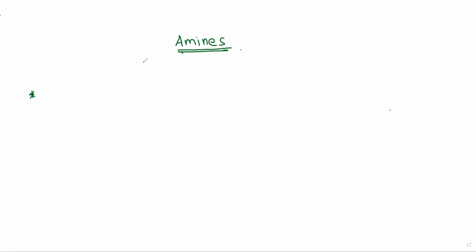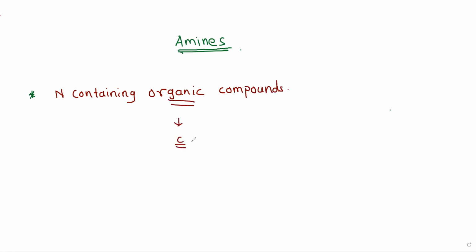So let's begin. Basically, amines are nothing but nitrogen containing organic compounds. This is a very important part. You already know what organic compounds are. Organic compounds are compounds which contain carbon as the fundamental element. Now with carbon there is another element, which is nitrogen. So nitrogen containing organic compounds are called amines. This is the definition, you can say.